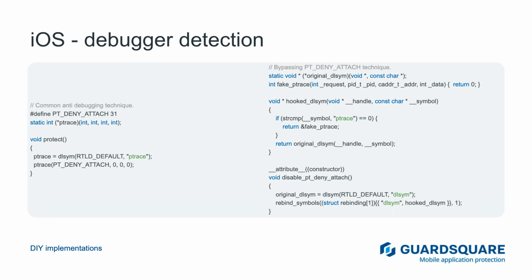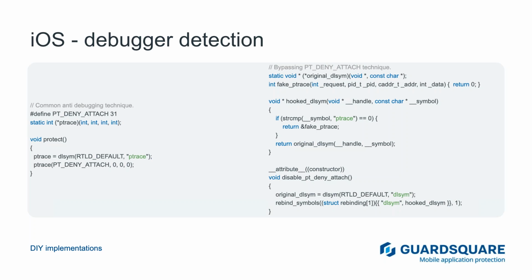In a very similar way, you can search the web to see if you find any debugger detection algorithms. And one you might come across again is the one you can see here on the left-hand side. So this technique will deny the attaching of the ptrace debugger. However, by hooking dlsym, it will again be very straightforward, as you can see on the right-hand side of this slide, to pass a fake ptrace and make sure that you're actually still able to debug this application.